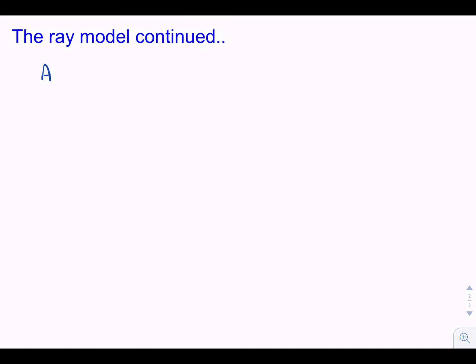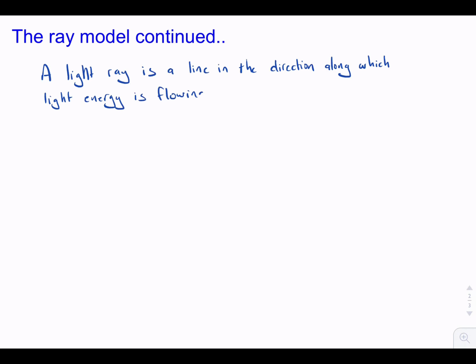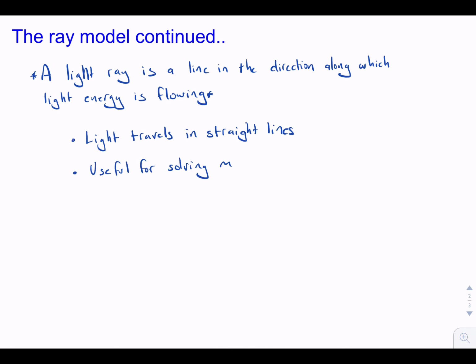A light ray can be thought of as a line along which light energy is flowing. So it's not a real thing, it's a concept to help us understand and solve problems relating to light. It assumes that the light travels in straight lines, which it does, and it's useful for solving many problems in optics.